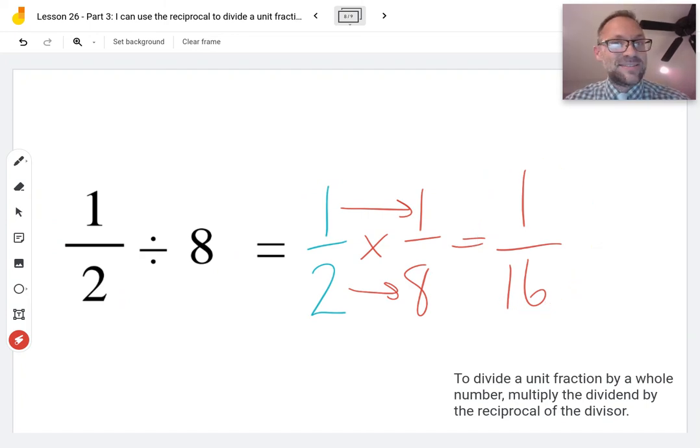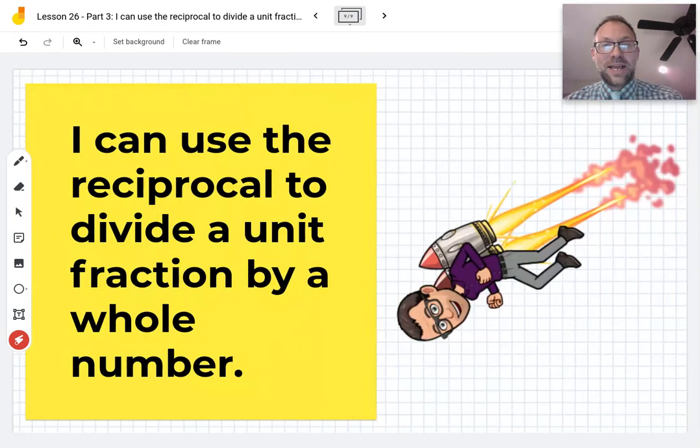Are you getting this? All right, we're going to practice and practice and practice some more. So let's get ready to do that. Our learning target today is I can use the reciprocal to divide a unit fraction by a whole number.